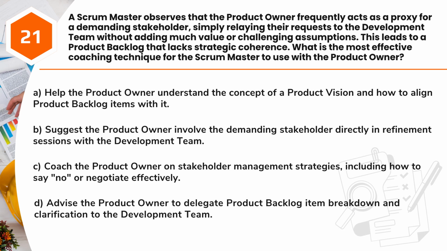A. Help the product owner understand the concept of a product vision and how to align product backlog items with it. B. Suggest the product owner involve the demanding stakeholder directly in refinement sessions with the development team. C. Coach the product owner on stakeholder management strategies, including how to say no or negotiate effectively. D. Advise the product owner to delegate product backlog item breakdown and clarification to the development team.